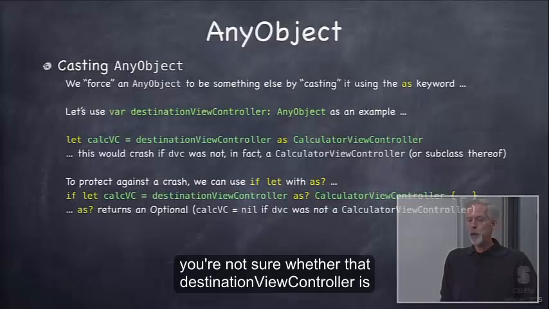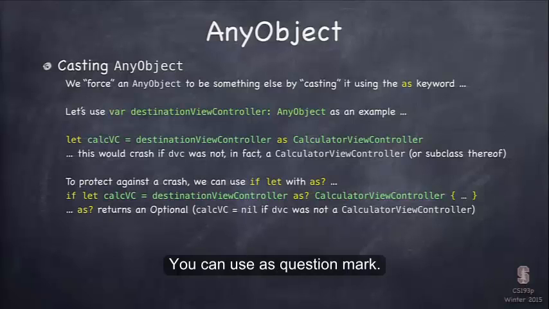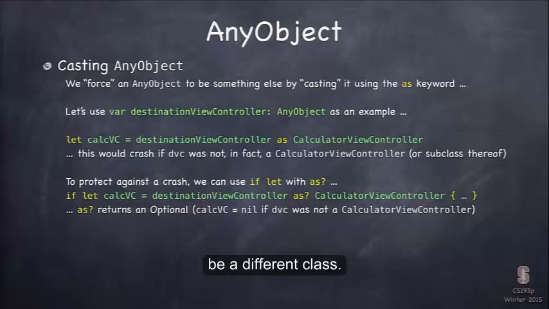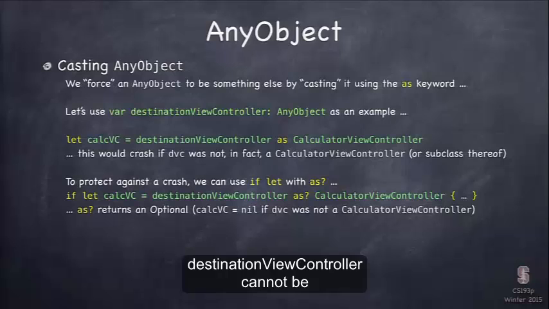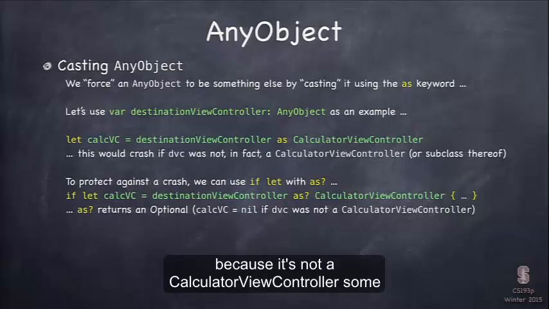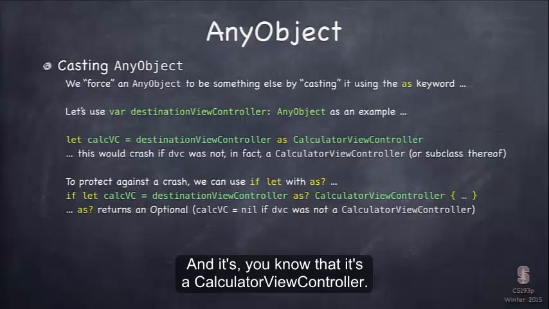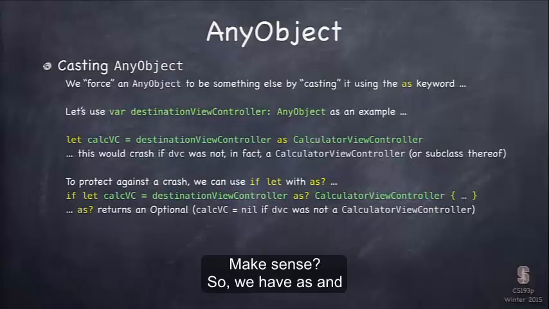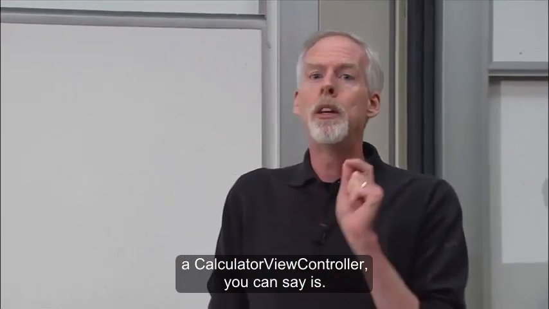Now, you can protect against crashing if you're not sure whether that destination view controller is a calculator view controller, but you're hoping it is, okay? You can use as question mark. And as question mark returns an optional. Same as as, right? As returns that any object thing cast to be a different class. As question mark does the same thing, but it's the optional version of that. So we can return nil if that any object, destination view controller, cannot be turned into a calculator view controller because it's some other kind of view controller or something else, all right? And so you can say if let calc VC equals destination view controller as? calculator view controller, and then inside there you've got calc VC set, you know that it's a calculator view controller, and any object is now in your past. Okay? Make sense? So we get as and as question mark. You can also check beforehand if you just want to see, is this a calculator view controller? You can say is.